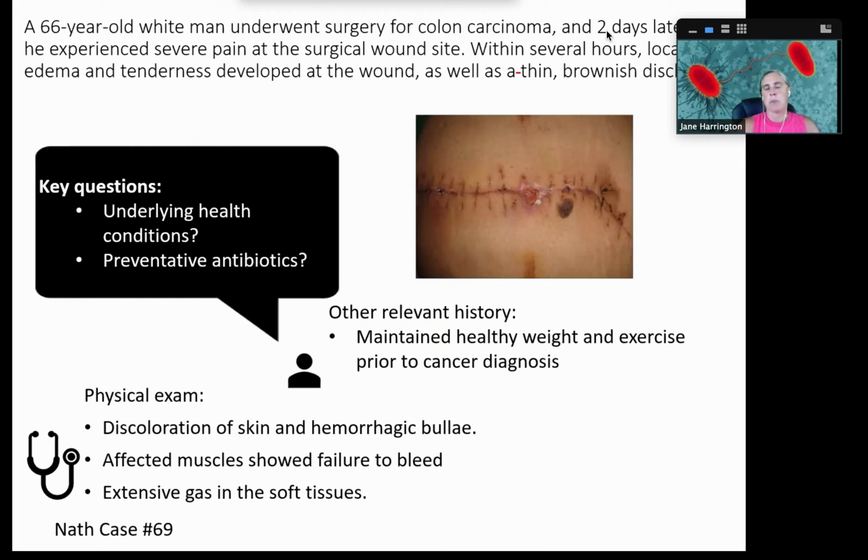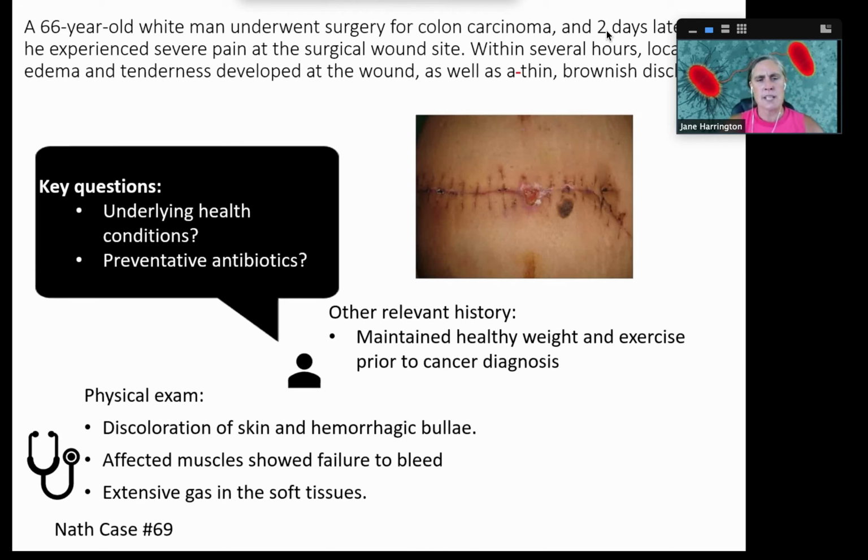Really want to ask about, yes, he has a colon cancer. We want to know what antibiotics he was on, because that might also influence the onset. I'll go ahead and say that prior to the cancer diagnosis, this is a healthy individual. They really aren't immune compromised aside from that single colon cancer.